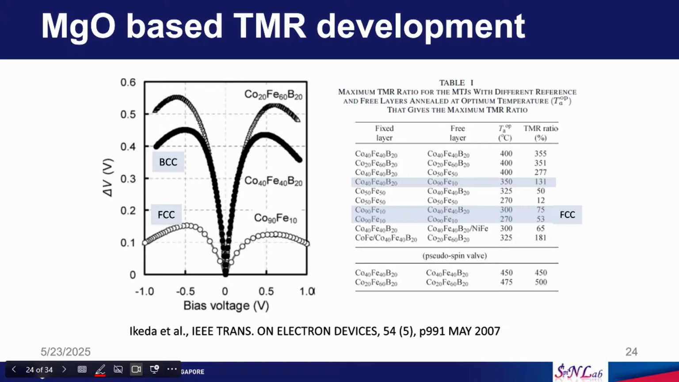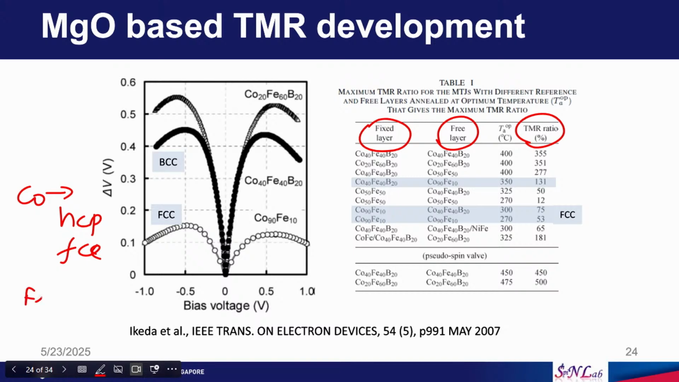Okay. So, in this table you will see various compositions of the reference layer and various compositions of the free layer and the TMR of the structures. Okay. So, normally when you have cobalt, only cobalt can exist in HCP or FCC kind of structure, and iron is BCC.